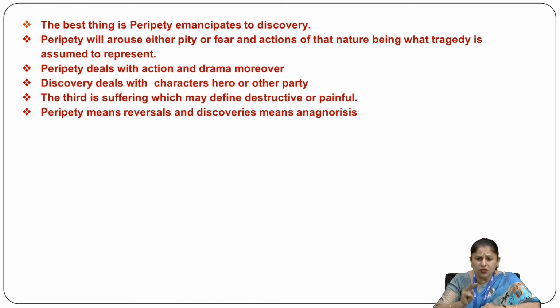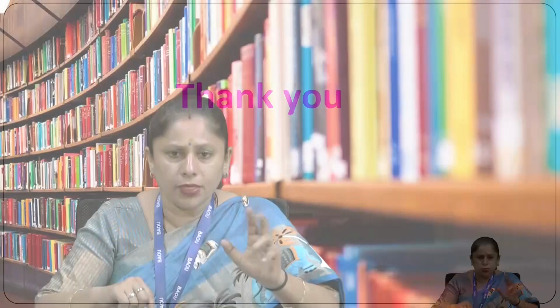Look, these two things are very important. Peripecia deals with reverse of action, and discovery means anagnorisis. Discovery means the hero comes to understand that, oh, he has made a mistake. As for example, in the case of Othello, he came to understand that he had killed his wife and it was a mistake. She was innocent, Desdemona was innocent. So these are the two things which you have to remember.